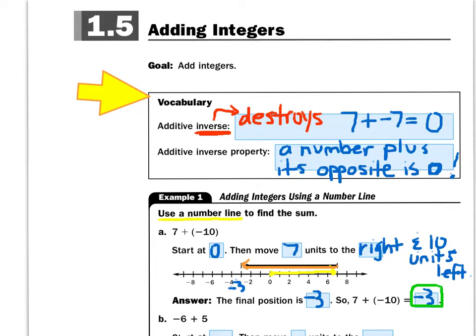Hi, today we're going to talk about adding integers. So the vocabulary, an additive inverse. Now the word inverse is really important in algebra. When you see inverse, that means something is getting destroyed.